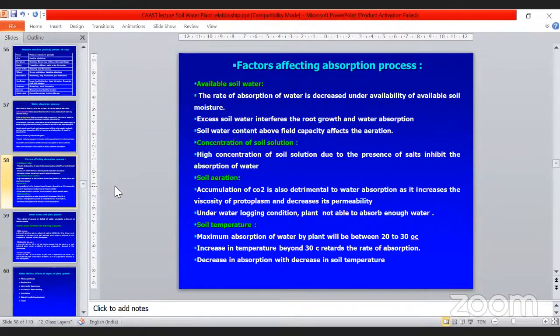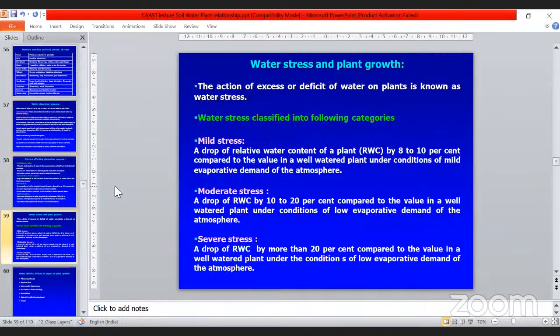And lastly, temperature: the maximum absorption of water by the plant will be between 20 to 30 degrees centigrade. An increase in temperature beyond 30 retards the rate of absorption. There is also a decrease in absorption with a decrease in soil temperature, because if the soil temperature is reduced, naturally the transpiration rate is reduced. That's why in winter we require less water for our crops than for summer crops. So both things are there. These are the factors affecting water absorption.